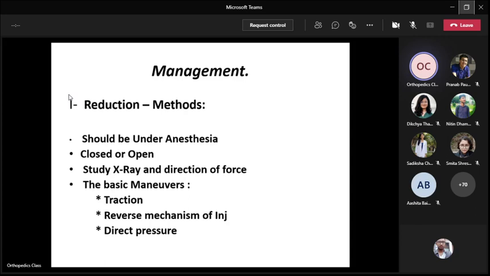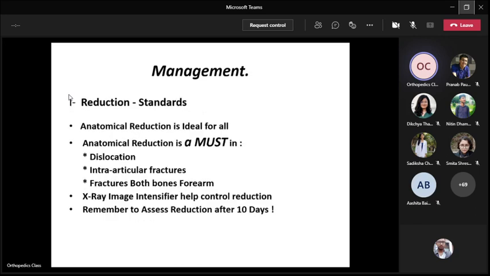Reduction is always done under anesthesia. That may be closed or open. X-ray and direction of the force, displacement you have to know. And normally we give traction and reverse the mechanism. That's why I have told you why we ask about the mechanism of injury. You should know the displacement, you should know the mechanism of injury, and you have to reverse it at the time of treatment to make the bone align in an anatomical or functional position.